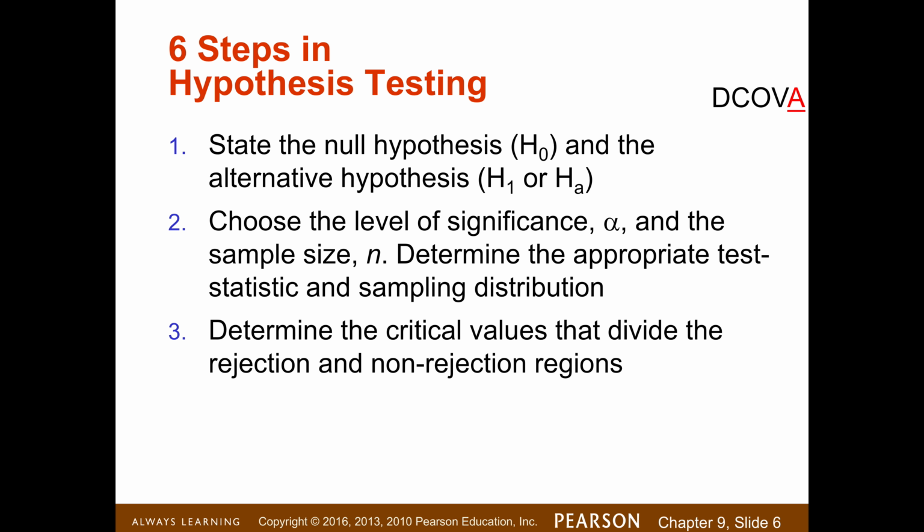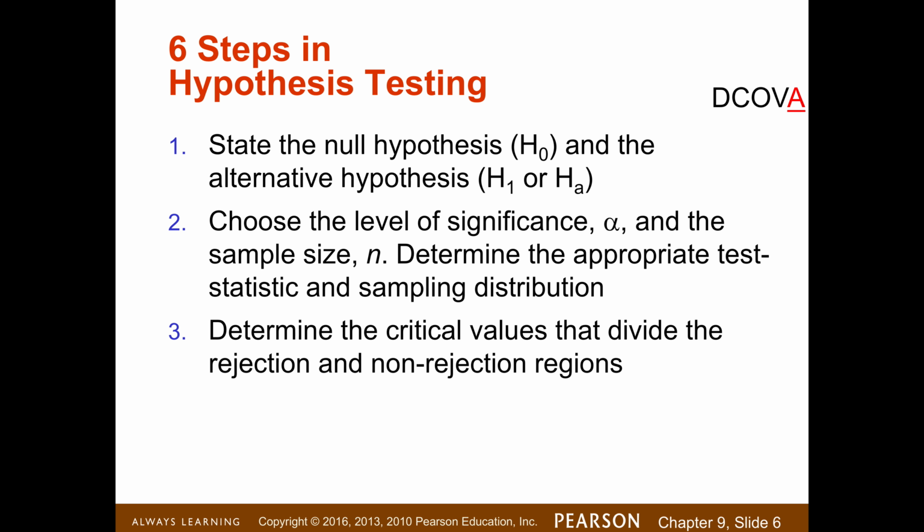Guys, there are 6 steps in hypothesis testing. State the null and state the alternative. Second, choose your level of significance. Alpha will almost always be 0.05. Then choose your sample size and determine the appropriate test statistic and sampling distribution.